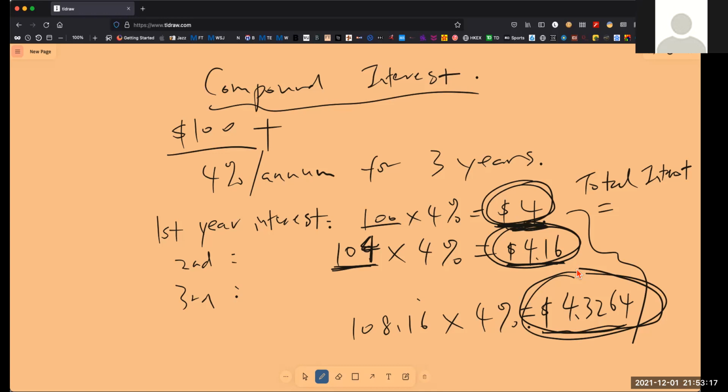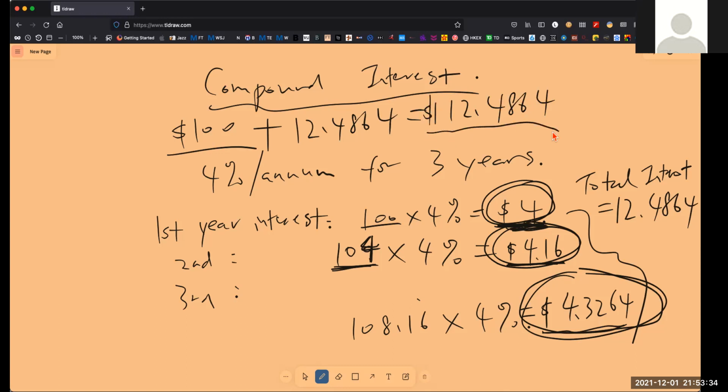Yeah, 12.4864. Nice. So you start with $100 and the total interest is 12.4864, and then you will end up with 112.4864. Because we are talking about dollars here, you need to round to 2 decimal places. So you delete the 64, and because this is 6, you round up, so it becomes 9. So this is the answer for compound interest.